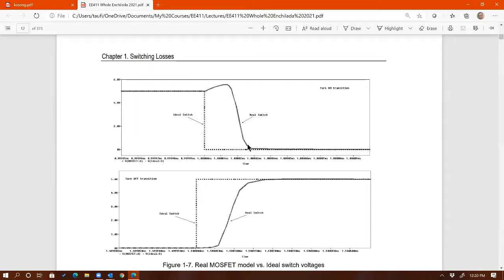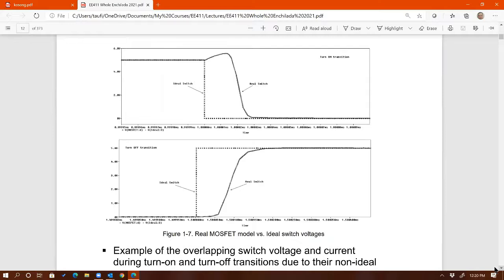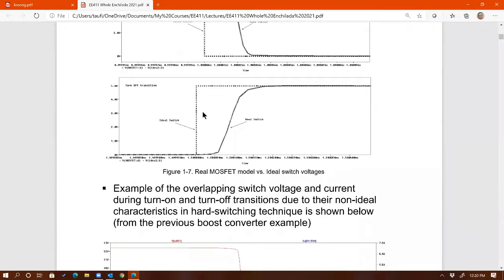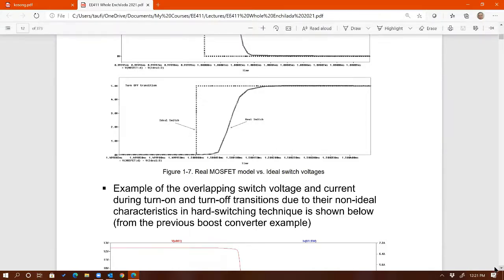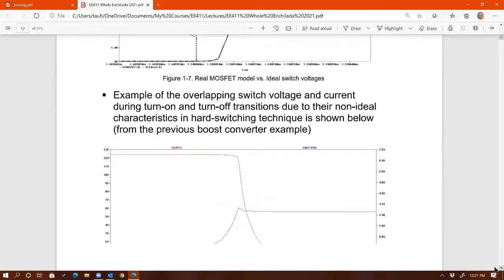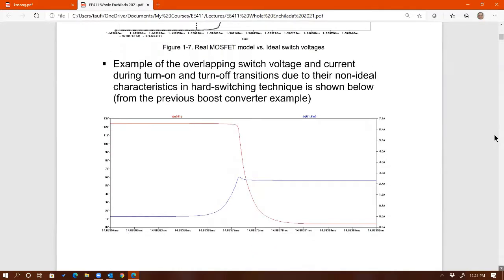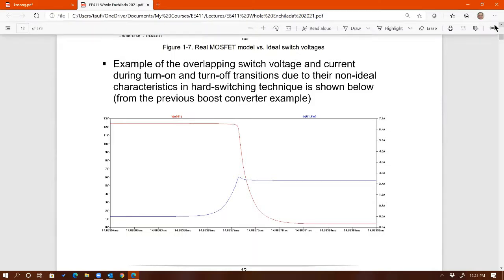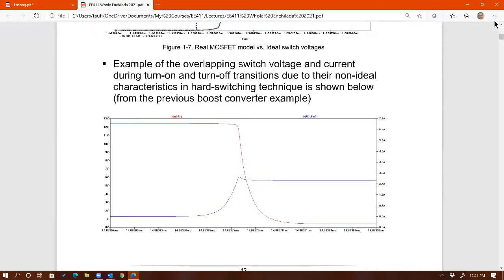For the MOSFET model, it takes time. Same way with turning off, right? You see that, it's a jump for the ideal switch, and it takes time for the real model of the MOSFET. Any questions on this? Again, the idea behind showing those examples is to demonstrate that actual switches will take time when turning on and off, both with respect to the current through the switch as well as the voltage across the switch.